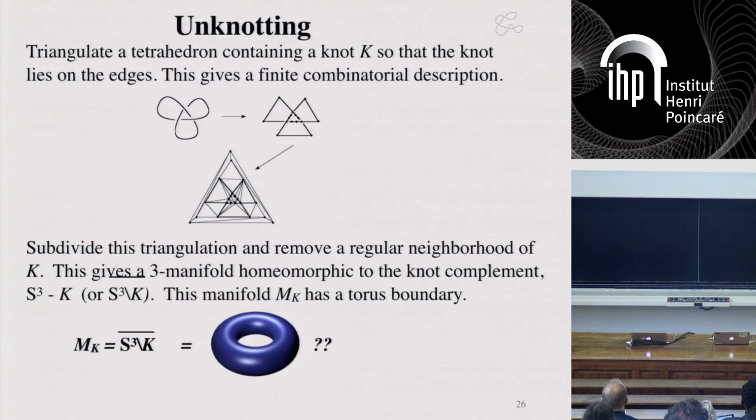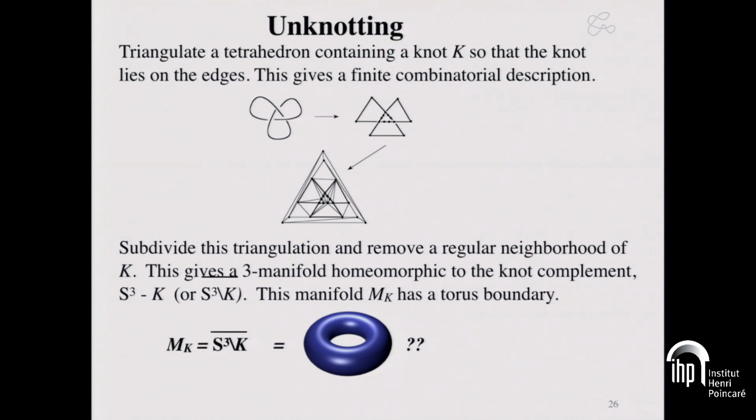So let's do this unknotting. We're given some kind of a curve in the plane, or maybe a polygon in R3, and we want to test to see if it's the unknot. So the first thing we're going to do is set it up so that the curve lies on the one-skeleton of a triangulation of the 3-sphere.